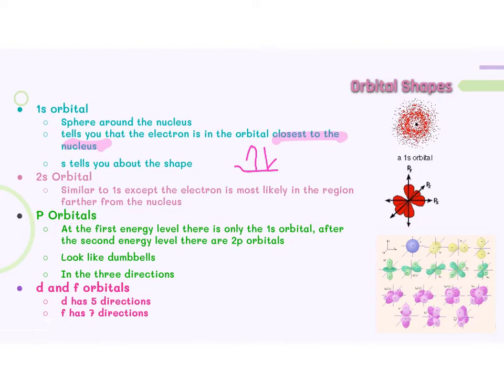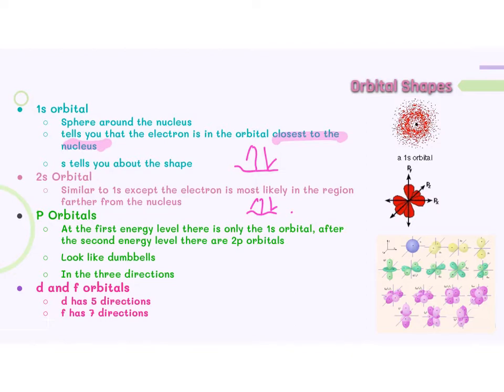After the 1s orbital, the 2s orbital is very similar to the 1s. It's just slightly further away from the nucleus, but it's still that sphere shape, and it still can only hold 2 electrons.